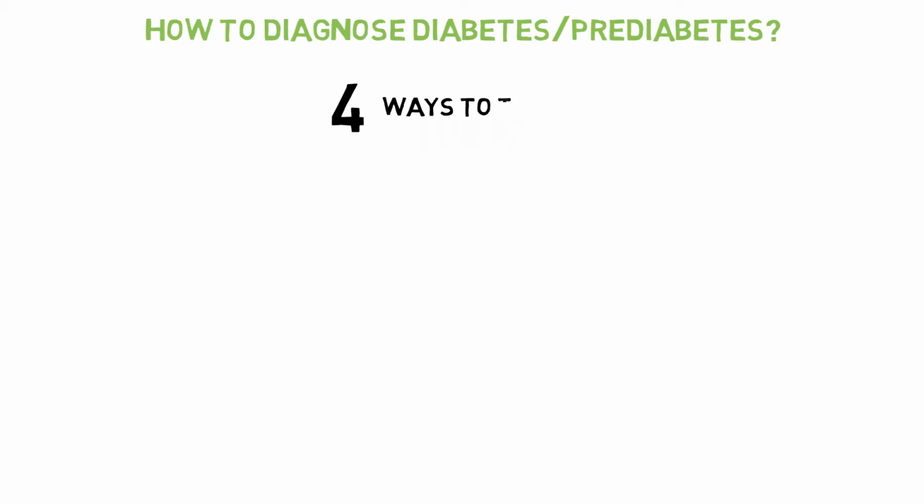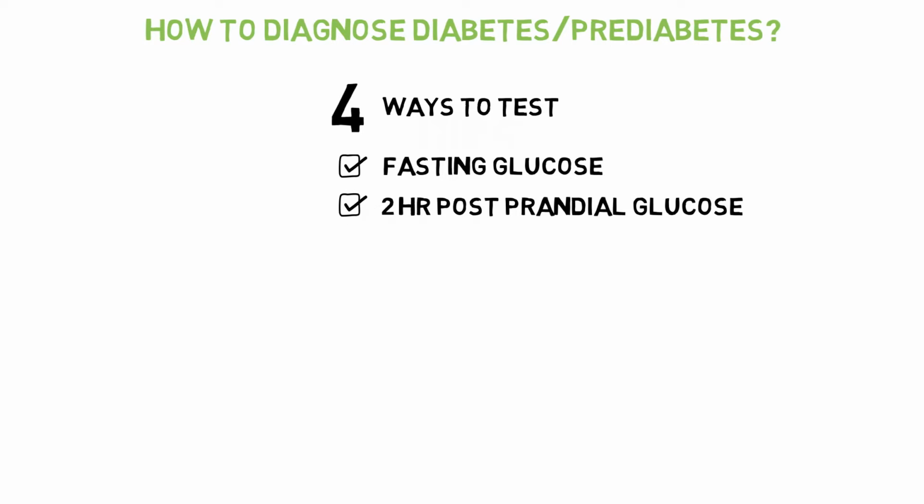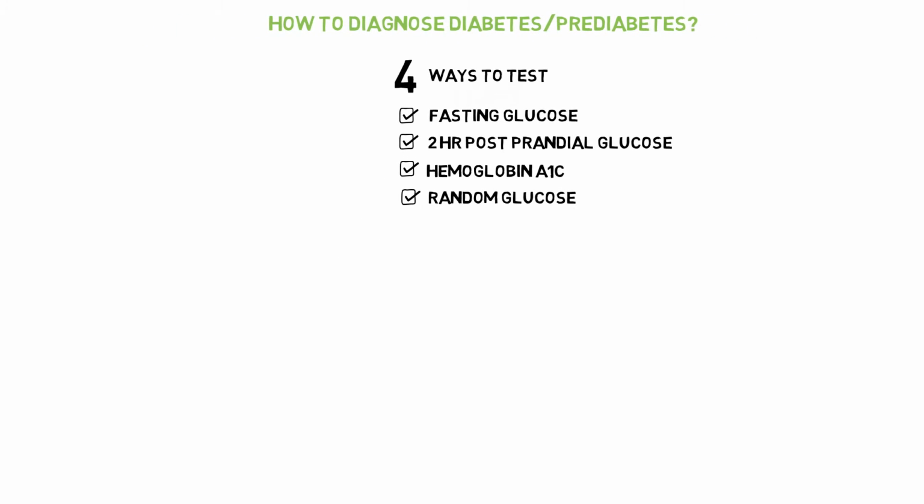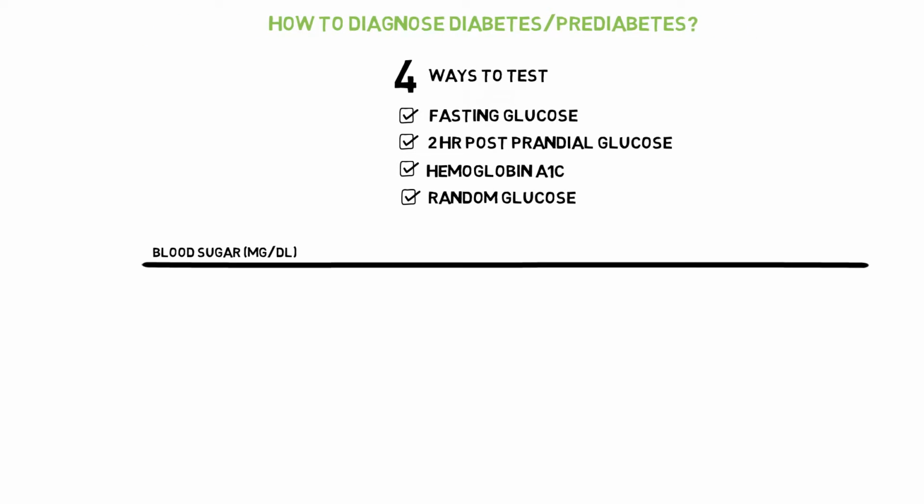There are 4 ways of diagnosing prediabetes and diabetes. We can look at either the fasting blood glucose, a 2-hour postprandial glucose, a hemoglobin A1C, or a random blood glucose. Here are the important cutoffs to remember when making the diagnosis of prediabetes and diabetes.